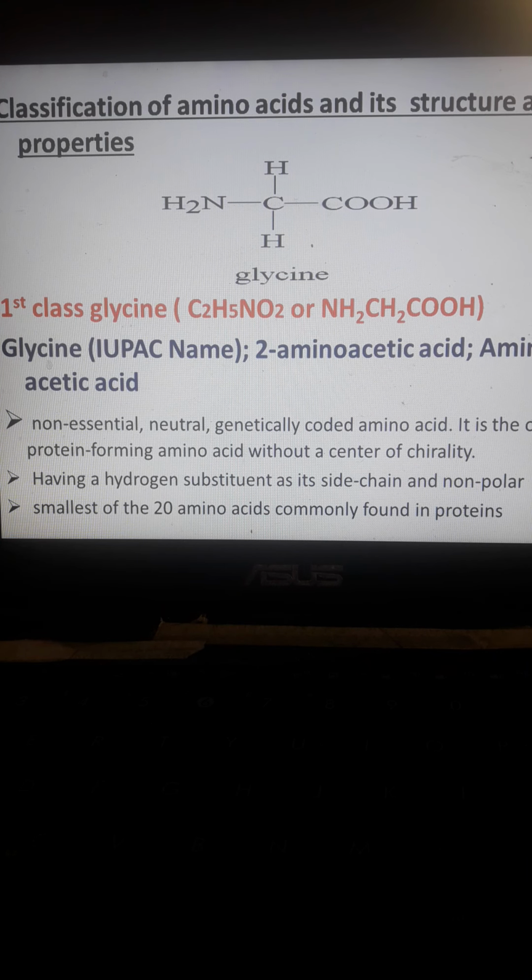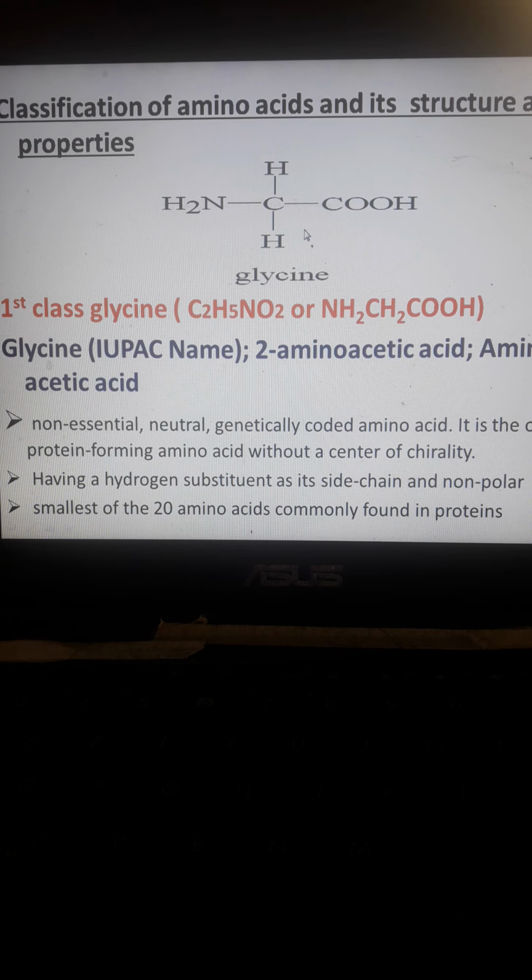Next, classification of amino acids and their structure. So, glycine. We will not include the IUPAC name because we already finished that in organic chem. So, let's proceed to the characteristic description of the amino acid. Non-essential, meaning they are produced in the body, so they need not be supplied in the diet. Neutral, genetically coded amino acid, it is the only protein-forming one without a center of chirality, because of 2 hydrogens. So it's not chiral. If they were different, it could be chiral. Having a hydrogen substituent in its side chain, or the variant.